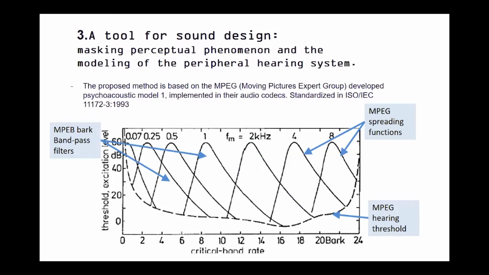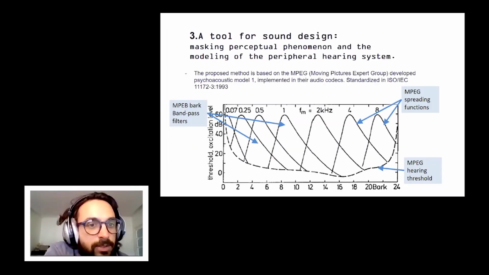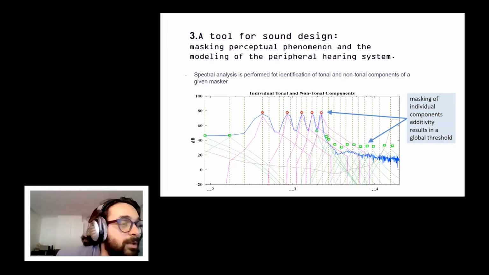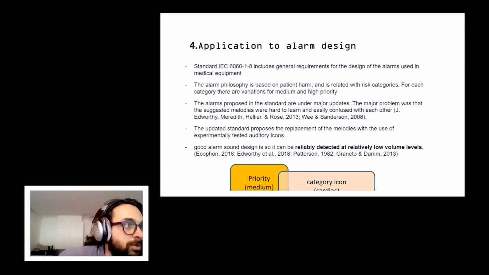What we're going to do is implement this spectrum analyzer and this physiological behavior in a mathematical model, and for that we are taking advantage of the MPEG psychoacoustic model that they've used in their standard codecs for compression. Very quickly, our method separates components into noise-like and tonal components and takes advantage of additivity to calculate a global threshold.